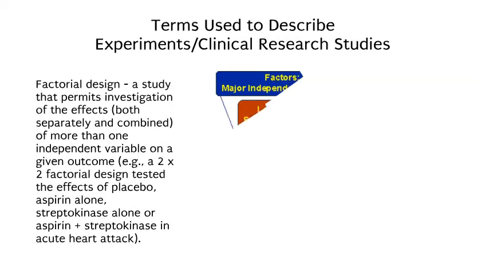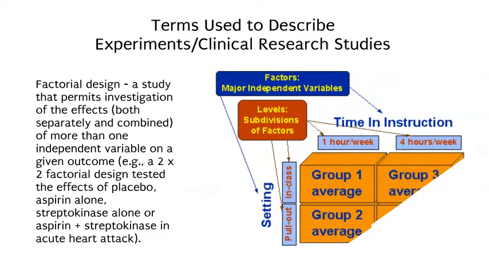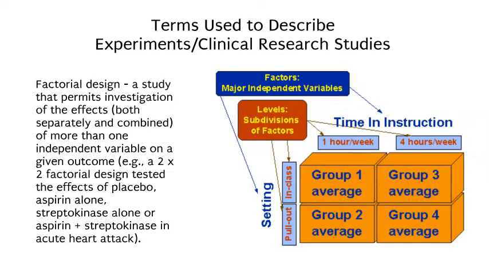Factorial design, a study that permits investigation of the effects, both separately and combined, of more than one independent variable on a given outcome. An example is a 2 by 2 factorial design tested with the effects of placebo and aspirin alone, streptokinase alone, or aspirin plus streptokinase in acute heart attack.